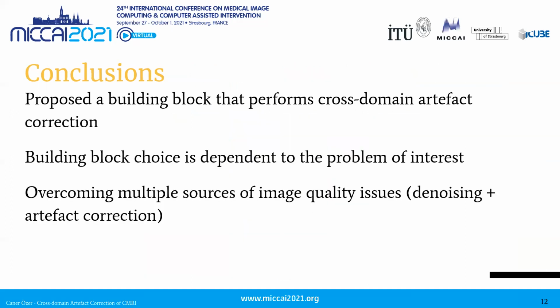So here are our conclusions. First, we propose a series of building blocks for image quality improvement, which we found out that involving processing on frequency and image domain sequentially has significantly improved the results for 2 different architectures compared to other variants.